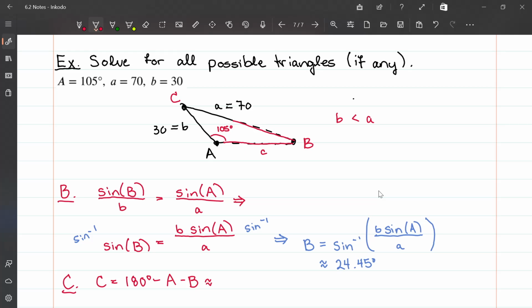Approximately, my calculator was fighting me for a second, approximately 50.55 degrees. Okay, so we have all 3 angles.